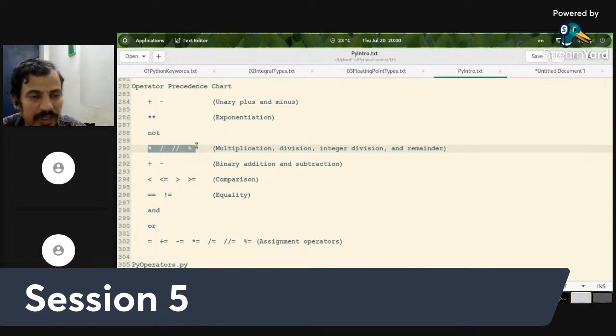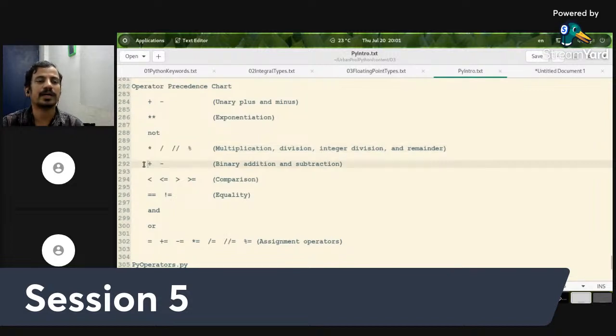Now comes the question: what if I have a divided by b star c? In that case, we do a left to right execution, because division and multiplication have the same precedence. We will execute them from left to right; whichever is first from the left, we execute it. After multiplication, division, integer division, and remainder operations, the next precedence is for binary additions and subtractions.